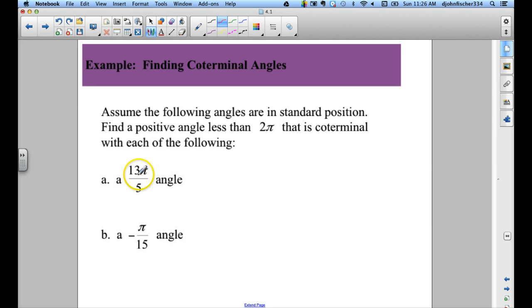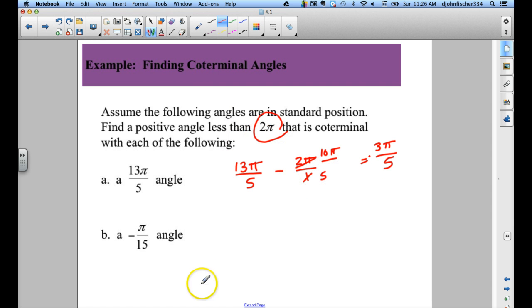Now we could do that to radians too, but what we're going to do with radians is a little harder. Here we're going to subtract or add. Now 13 pi over 5 is bigger than 2 pi, so we're going to subtract 2 pi. Now the problem here, we're going to subtract 2 pi over 1 with fractions. We have to get a common denominator, which would be 5 here. So I'm going to make this 10 pi over 5, which is the same as 2 pi. 13 pi minus 10 pi is 3 pi over 5. And that radian measure is less than 2 pi, so we're okay with that.